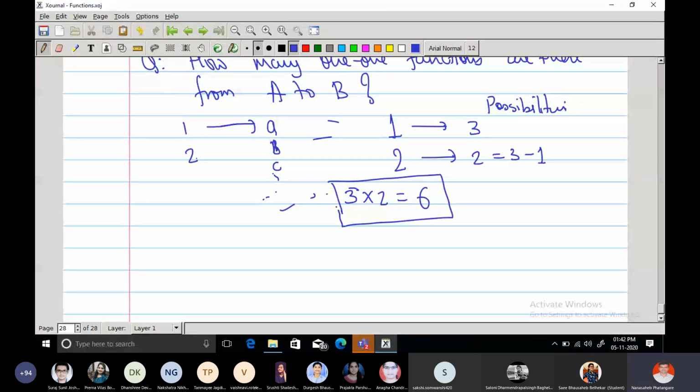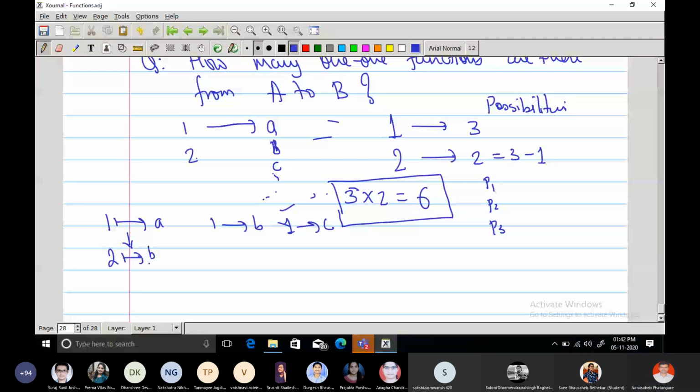Do you understand? Key 1 has 3 possibilities. Possibility 1, possibility 2, possibility 3. Right. So if I map 1 to A, if I map 1 to B, or I can map 1 to C, there are 3 possibilities forward. But corresponding to this possibility, what are the possibilities for 2?